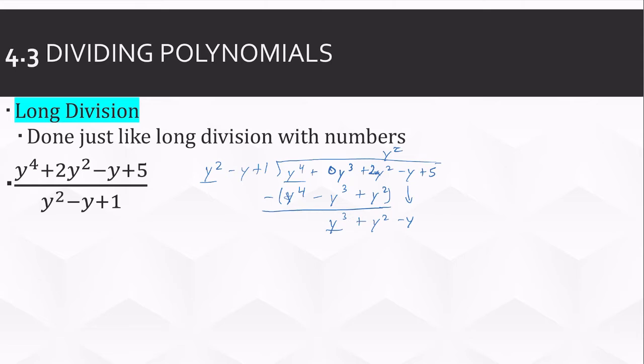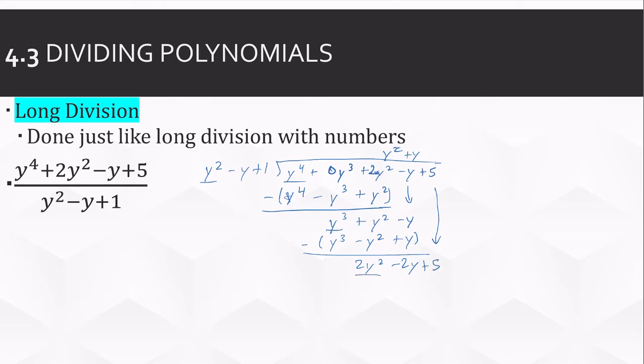Repeat. Divide the first. Y cubed divided by y squared is y. Then we multiply. Y times y squared is y cubed. Y times negative y is negative y squared, and y times 1 is y. Then we subtract. Y cubed minus y cubed is nothing. Y squared minus a negative, or plus y squared, is 2y squared. Negative y minus y is negative 2y. And then we bring down the 5 and repeat.